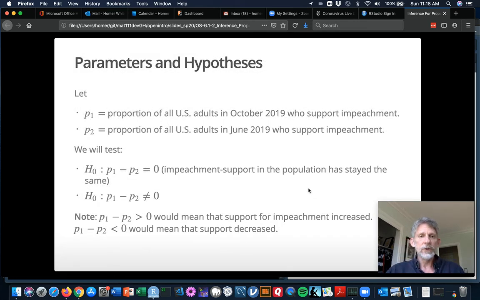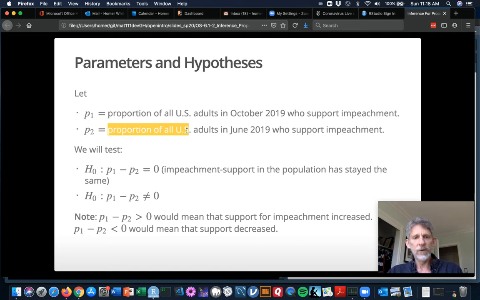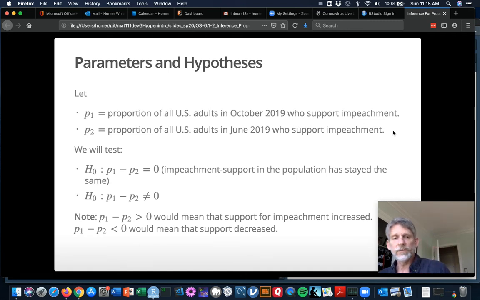So thinking about your two populations, you can set up two population proportions. P1 is the proportion of all U.S. adults in October 2019 who support impeachment. P2 is the proportion of all U.S. adults in June 2019 who support impeachment. When you set up, it doesn't matter which population you put first, but you just need to keep in mind what you chose first, so that you can tell R what you want to be first.